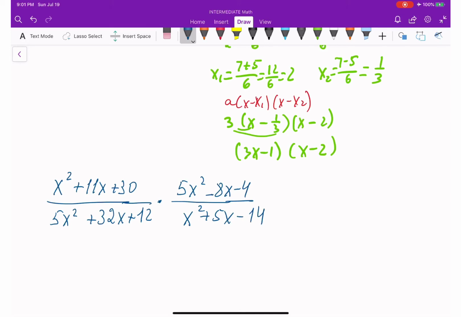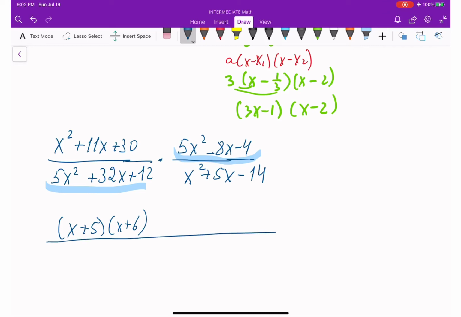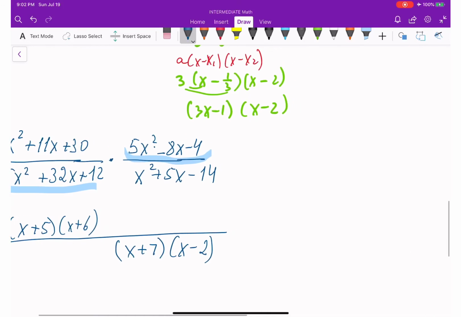Okay. So look what we have. Here we have a case where we have to go through the discriminant again, and this one also. All right, so on the top, x squared plus 11x plus 30 is going to be (x plus 5)(x plus 6). At the bottom here, we will have (x plus 7)(x minus 2). Now, these two, 5x squared, we are going to solve here on the side.